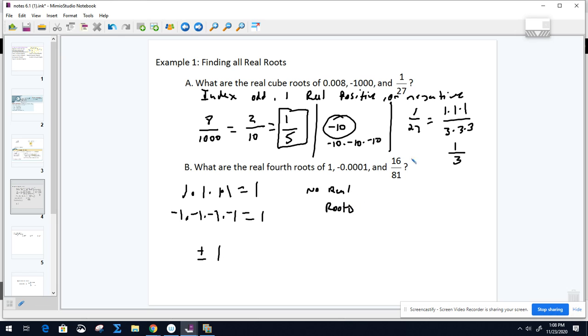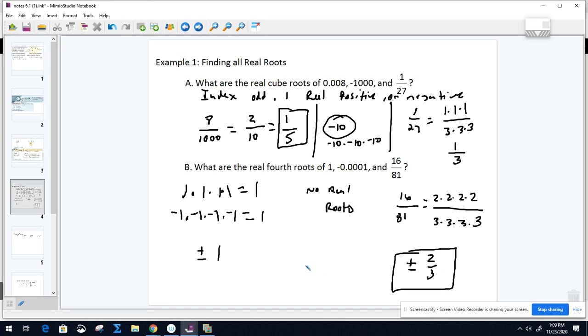And then for this 16 over 81, again, what number times itself 4 times equals 16? It'd be 2. And then what number times itself 4 times equals 81? That would be 3. So this answer would be plus or minus 2 over 3. And again, the answer is plus or minus because I could multiply negative 2 over 3 times negative 2 over 3 times negative 2 over 3 times negative 2 over 3, and it would still give me a positive 16 over 81.